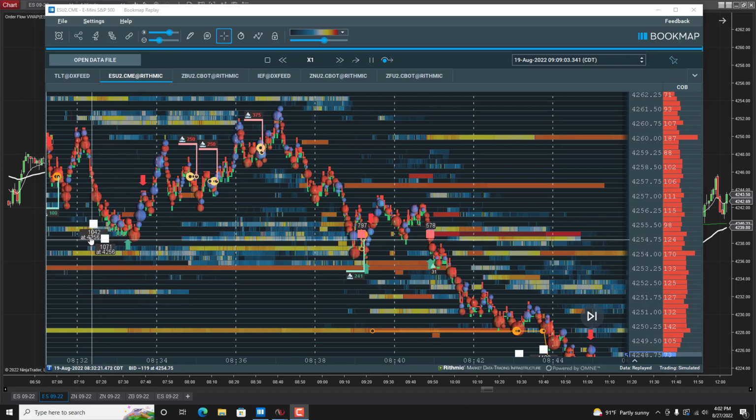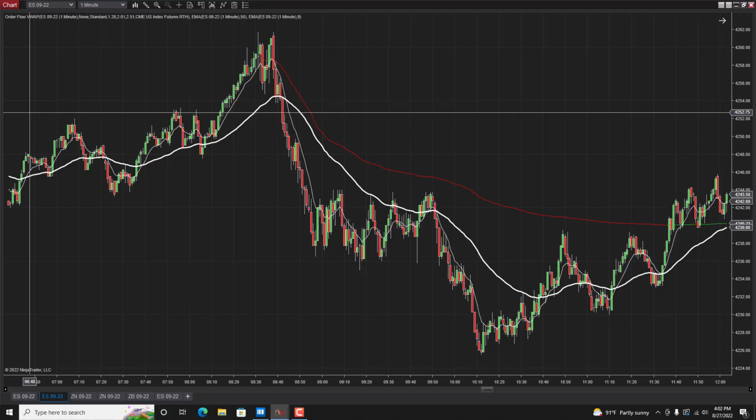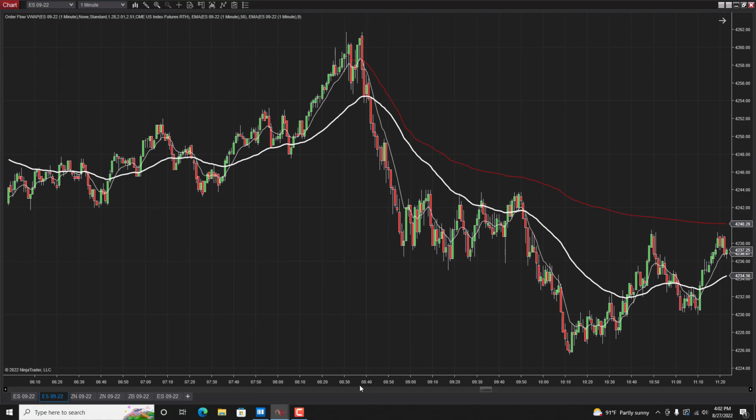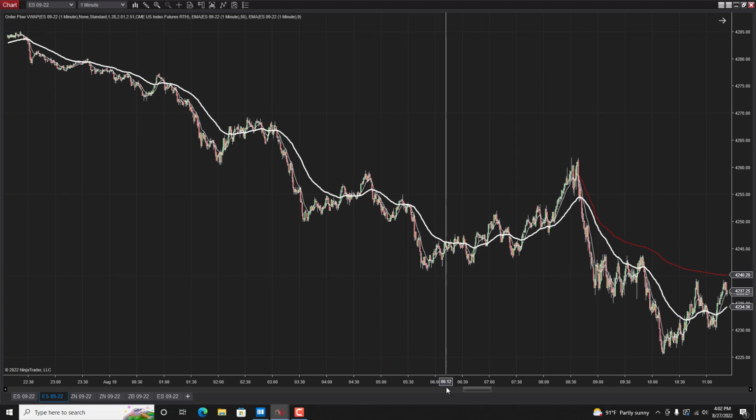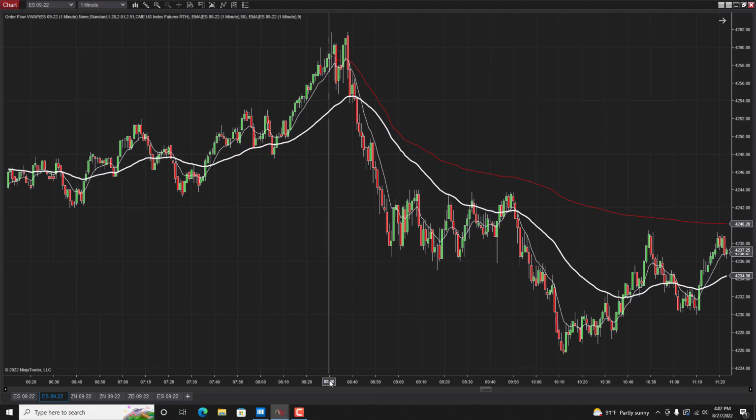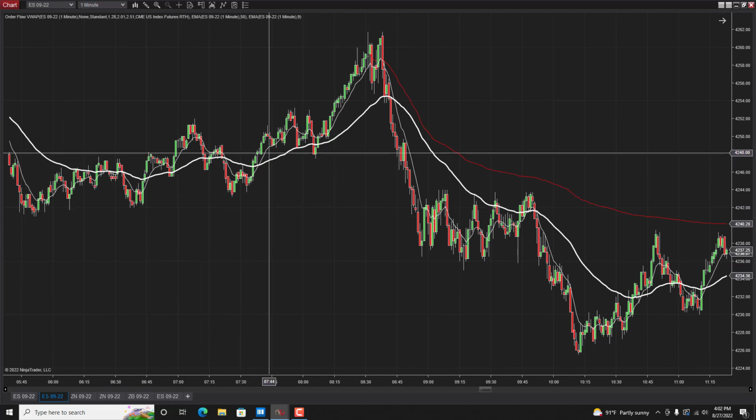So at the beginning of the day, 8:32, we get these white squares right here signaling a potential zone of exhaustion. So maybe we should be looking to go long. Now let's take a look at the chart. And if you look at the bigger picture, oh my goodness, that is a down day. But in the short term, we are moving up.